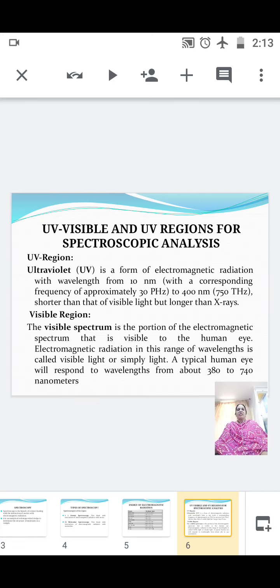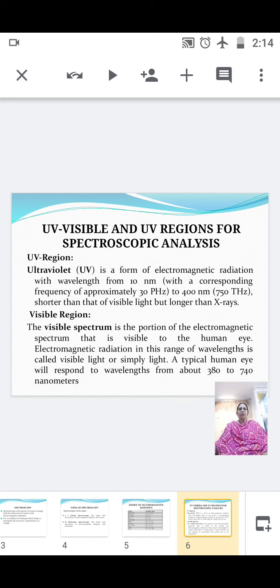So coming to the first one, the ultraviolet region. UV is a form of electromagnetic radiation with wavelengths from 10 nanometers, with a corresponding frequency of approximately 30 petahertz, to 400 nanometers, which is 750 THz. It is shorter than that of the visible light but longer than the X-rays.